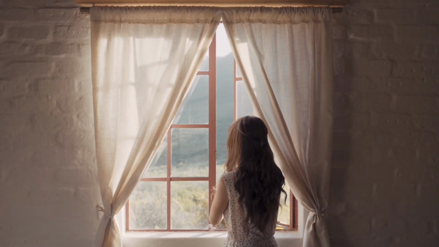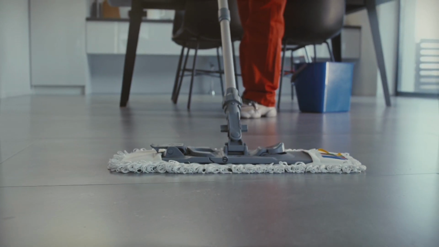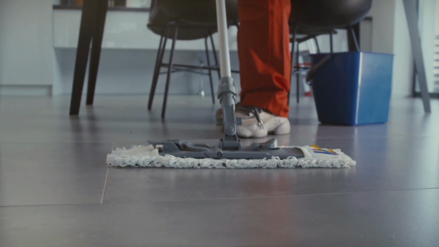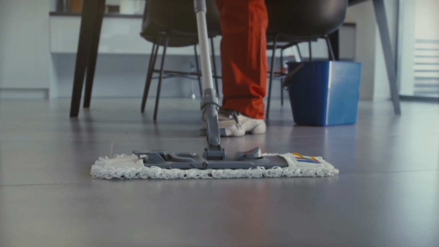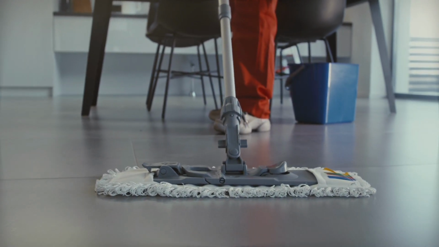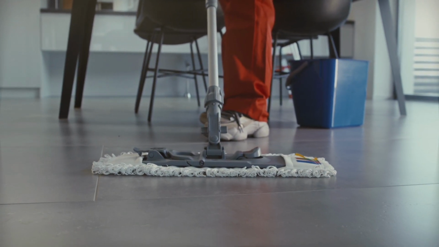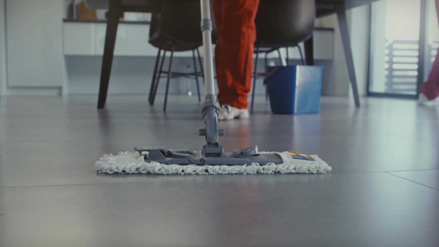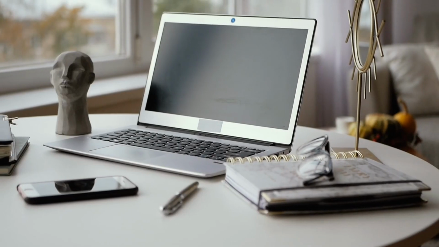Part 3, Floor and Basic Structure. The floor of my room is clean. It is smooth and easy to walk on. I keep the floor neat every day. A clean floor makes the room look organized.